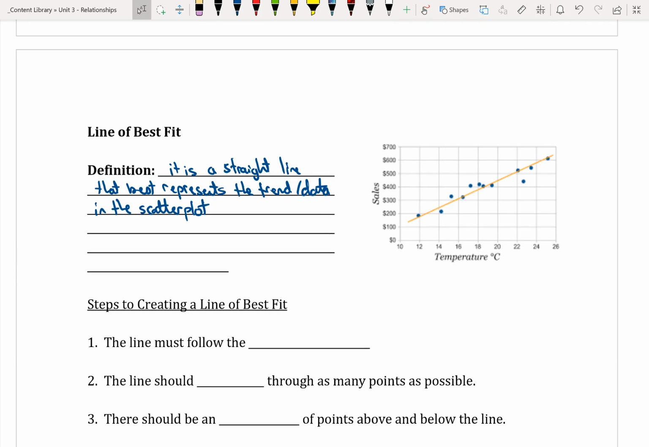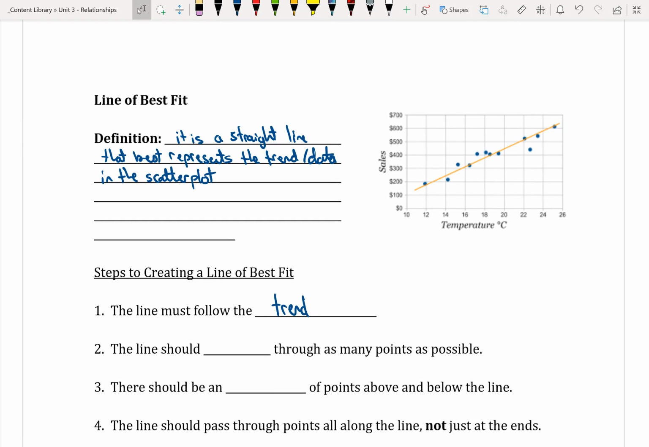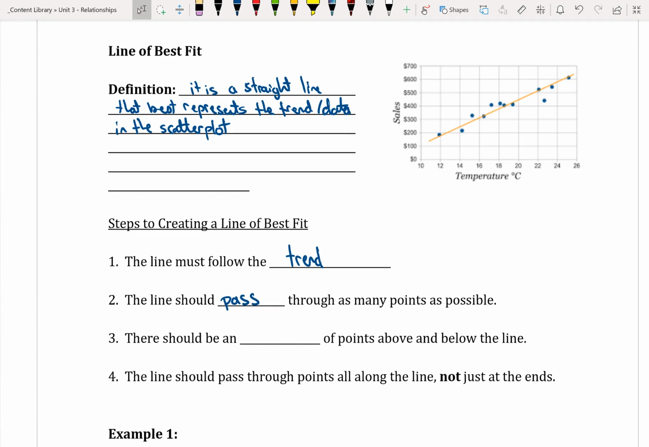The one thing is the line must follow the trend. So if it's a positive trend, our line should be going up and to the right. If it's negative, it should be going down and to the right. The second thing that we should follow is that the line should pass through as many points as possible. So again, if it's following the trend, we should be passing through as many points as possible on our scatter plot. And third, there should be an even or equal number of points above and below the line. Again, you're trying to best represent the data that you see.